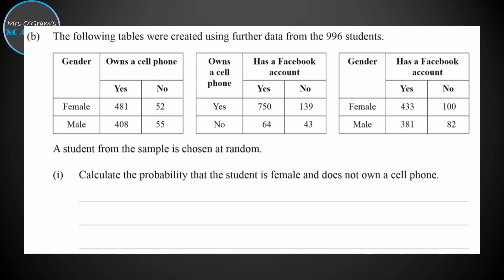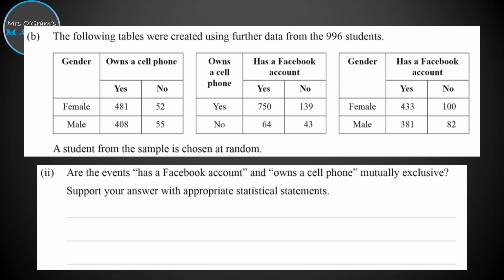Okay, so we've got some information here on students and whether they own cell phones and have Facebook and if they're male and female. Okay, so calculate the probability that the student is female and does not own a cell phone. So we've got female and does not own a cell phone. So that's this 52 here. So probability of female and no cell phone is equal to 52 out of 996.